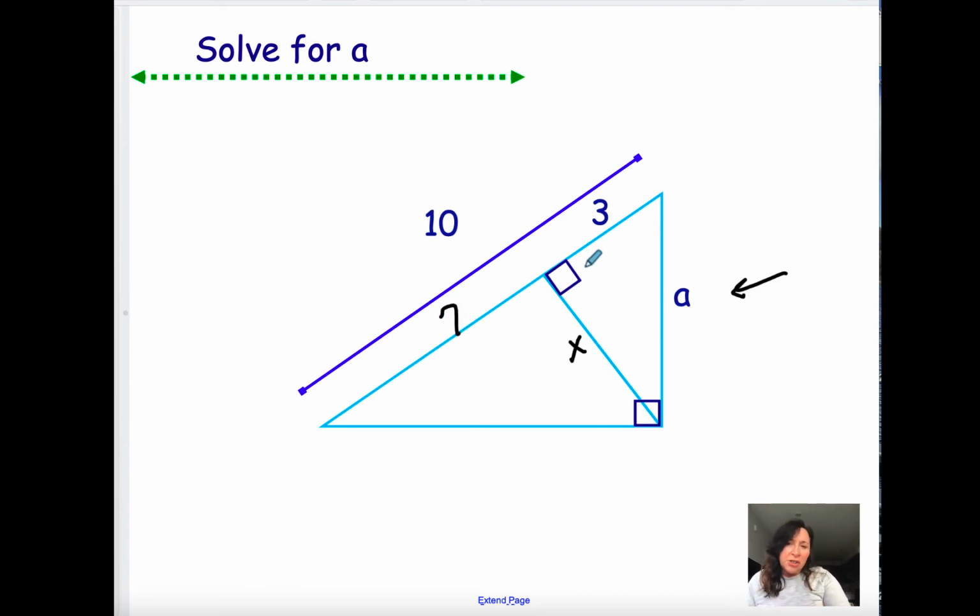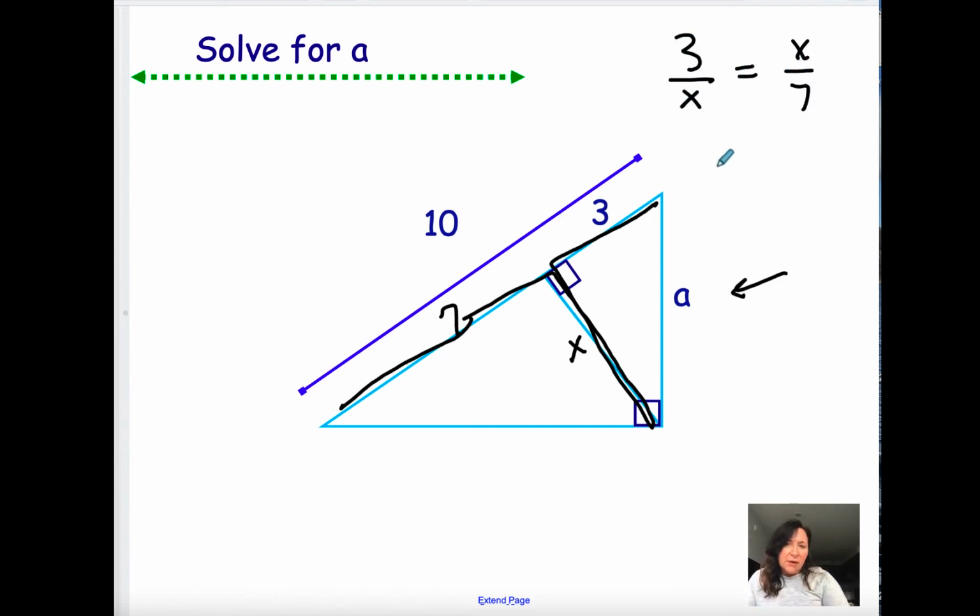And remember our geometric mean, which says 3 is to X as X is to 7. So you're going to say 3 is to X as X is to 7. We're going to cross multiply here. We're going to multiply across, right? X times X is X squared. 3 times 7 is 21. So X is going to equal the square root of 21. And so this value right here is going to be the square root of 21. So right here, I'm going to change that now to the square root of 21.